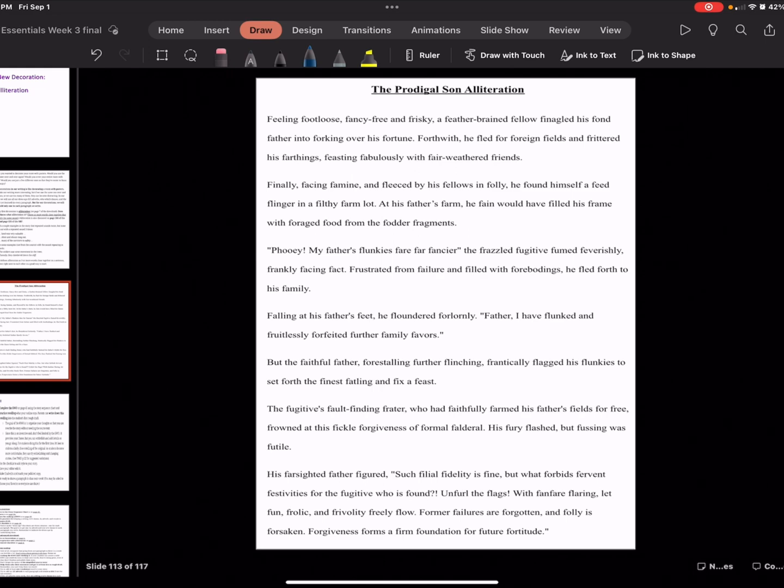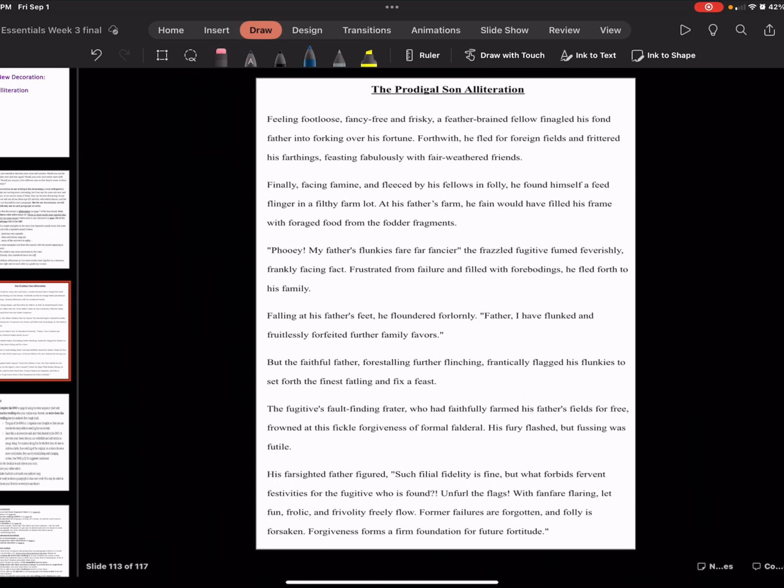But the faithful father, forestalling further flinching, frantically flagged his flunkies to set forth the finest fatling and fix a feast. I'm just going to make a note here that I don't think they were flunkies, but I understand they did this for the point of alliteration. The fugitive's fault-finding frater, which means brother, who had faithfully farmed his father's fields for free, frowned at this fickle forgiveness of formal fodderall.